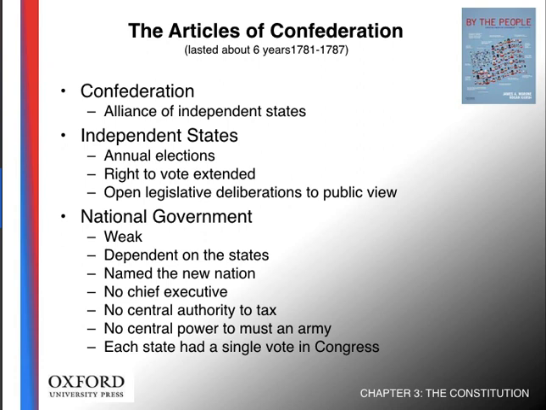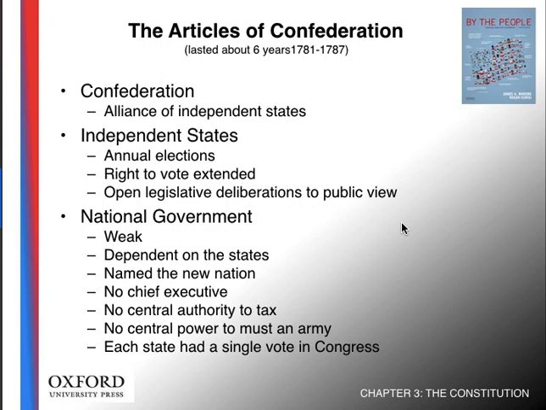It gave the states the right to set up their elections. It gave the states the right to decide who got to vote. At the time, it was land owning white males in most places. It also gave the states the ability to have their legislative deliberations in public if they wanted to. A lot of people could vote at the town hall meetings, meaning land owning white males.